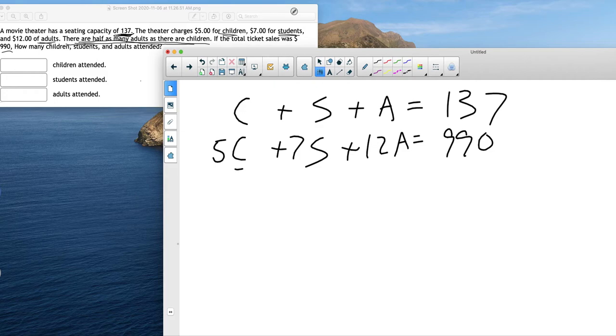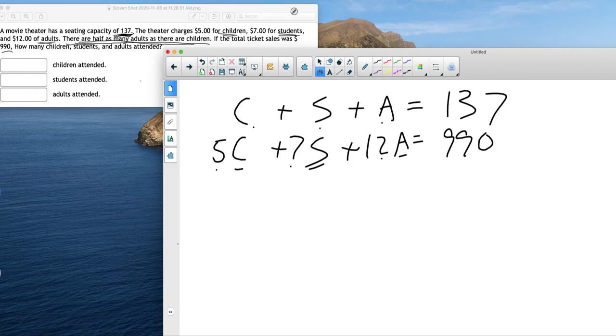So however many children tickets we sold times 5, however many student tickets we sold times 7, same thing for adults. Okay, so we have one equation that just deals with the number of tickets. We have another equation that just deals with the money of how much those tickets are. And then we have three unknowns, and we only have two equations so far. So we're going to have to use this sentence that I underlined a couple times here to come up with the third equation. This is the most difficult part for me.